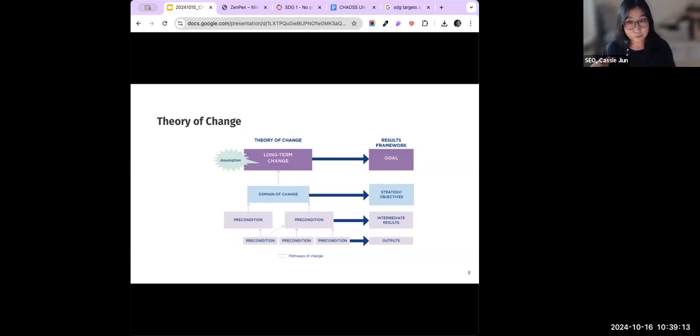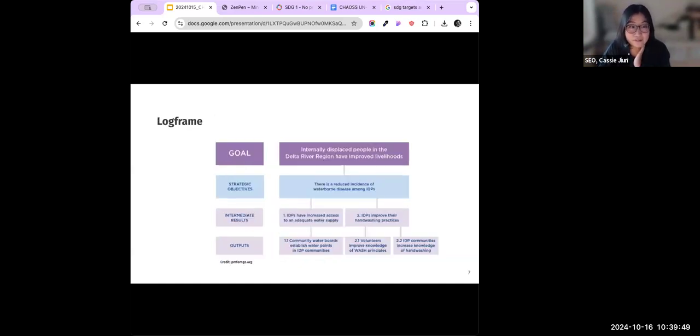I'm pretty certain I wasn't in the room where people were deciding what the sustainable development goals and targets should be. But when I looked at their goal, target and indicator, it seems they mapped it into a theory of change, because that's pretty standard for how you think about a very complex challenge, a wicked problem, and then how you break that down.